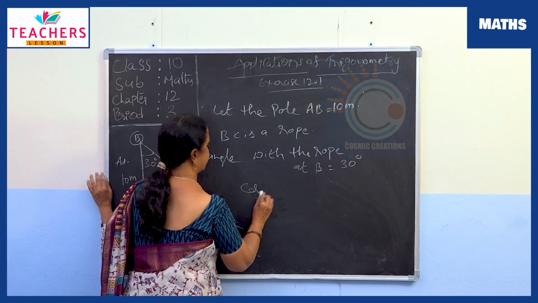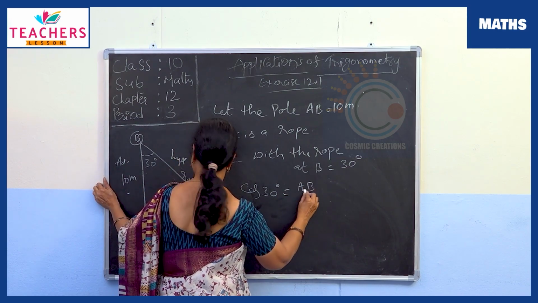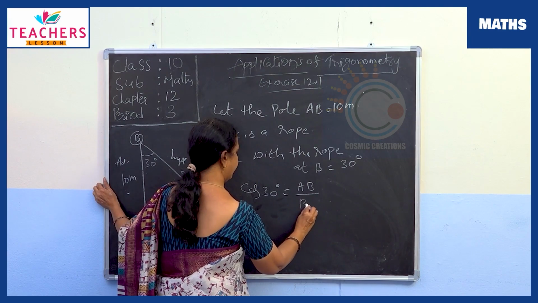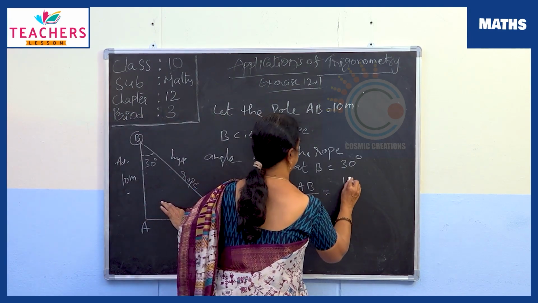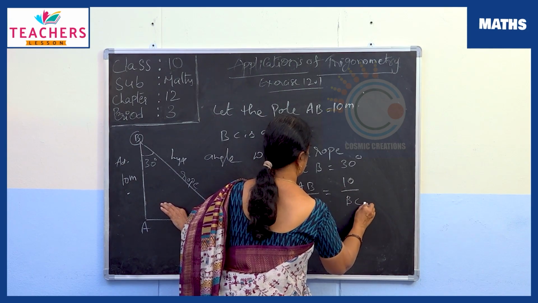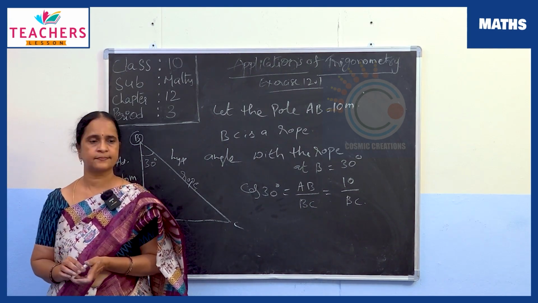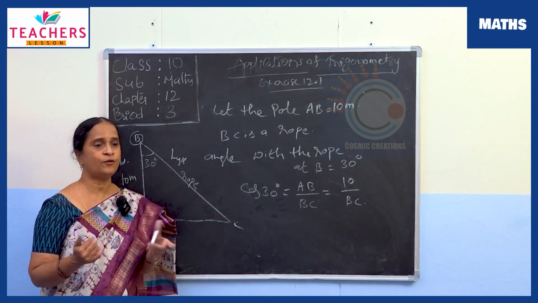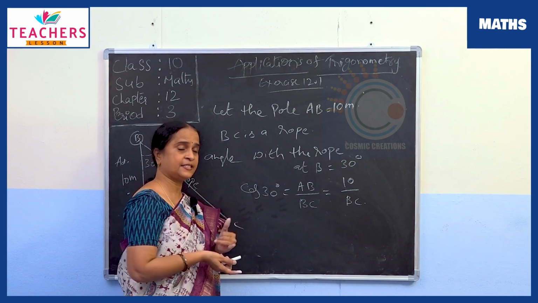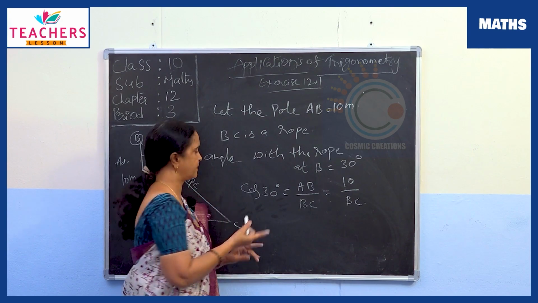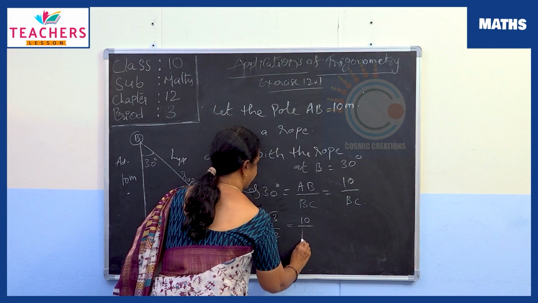So you have to write cos 30 degrees is equal to AB by BC, which is equal to AB, 10, given by BC. Cos 30, if you know tan 30, sin 30 and cos 60 are 1 by 2. In the same way, sin 60 and cos 30 are root 3 by 2. Very good. Root 3 by 2 is equal to 10 by BC.